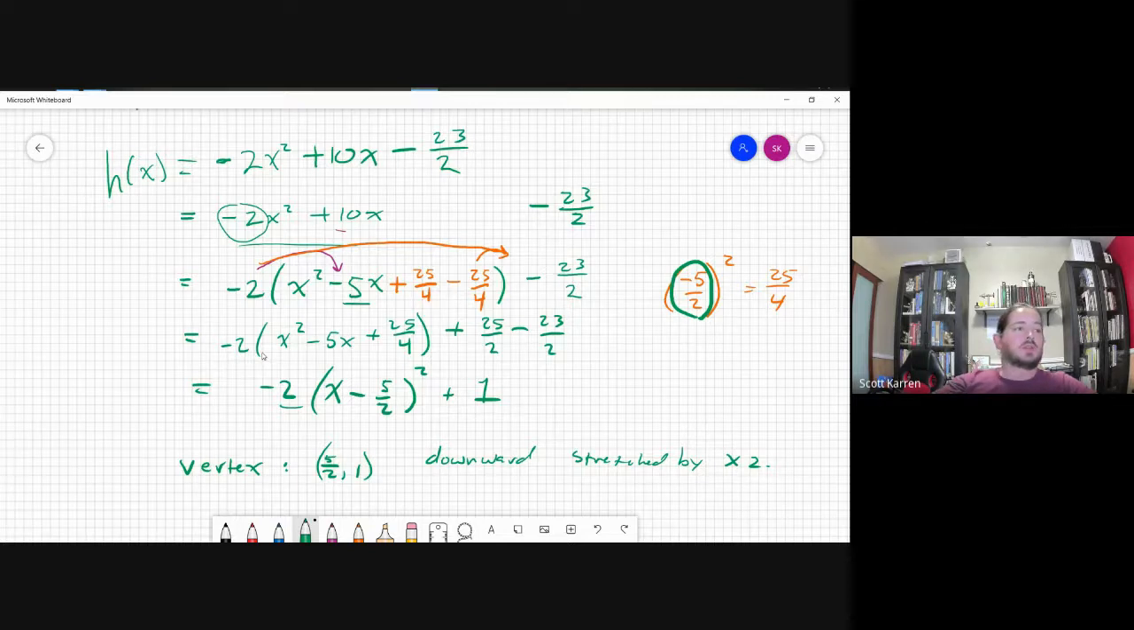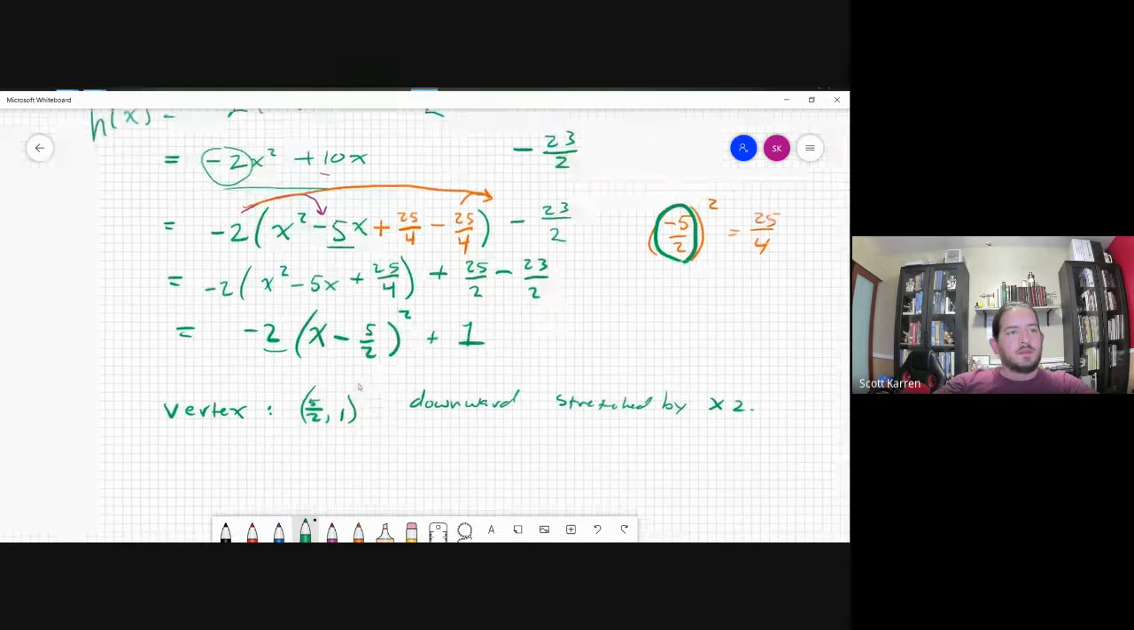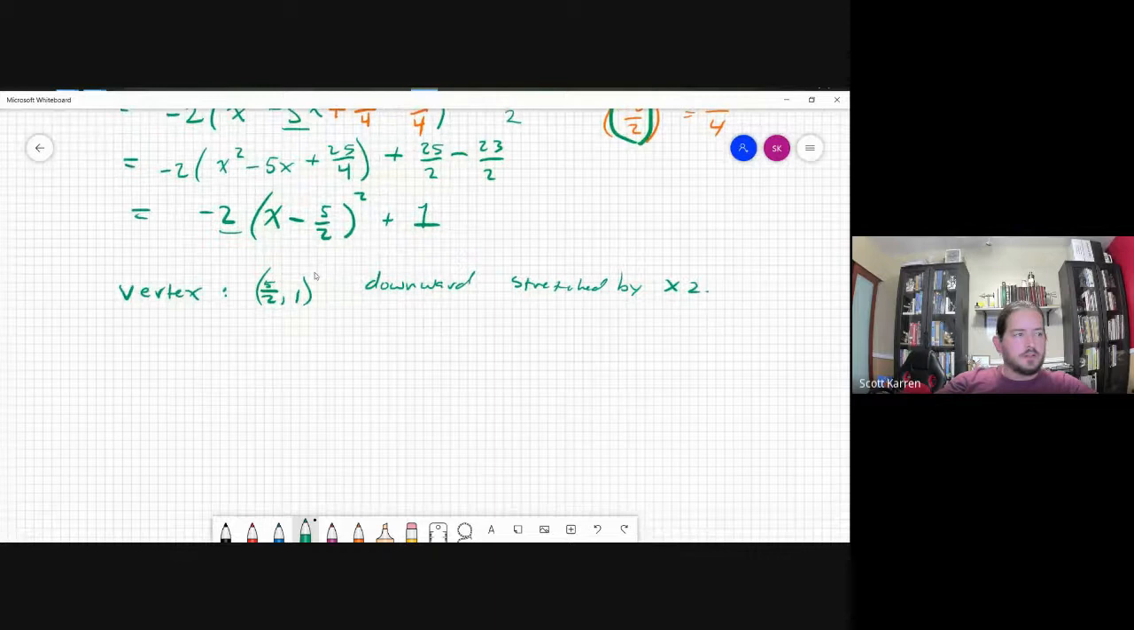And that's it. That's this function. If I wanted to, I could graph it. I think we're all getting sick of my artistic abilities, but yoink, yoink. Just find the point 5 halves and 1. So that would be like right there. It opens downward, stretched by 2, so it's going to be a thin one. So it should look something like that. Okay.